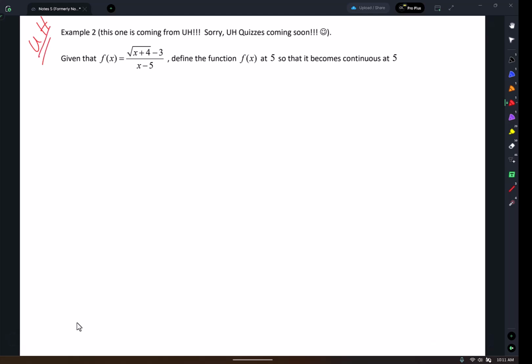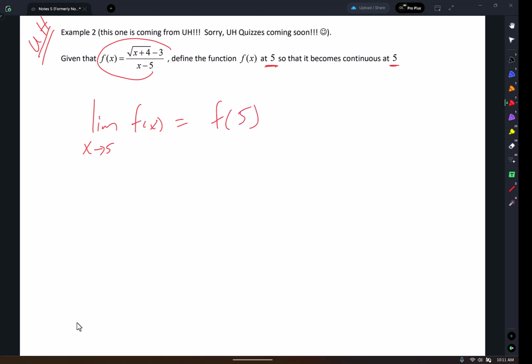This one is coming from UH. This is one of the questions. So here we go. Given that I have this function, define the function f of x at 5 so that it becomes continuous at 5. Well, remember what the rule is. Limit as x approaches 5 of f of x better equal f of 5.